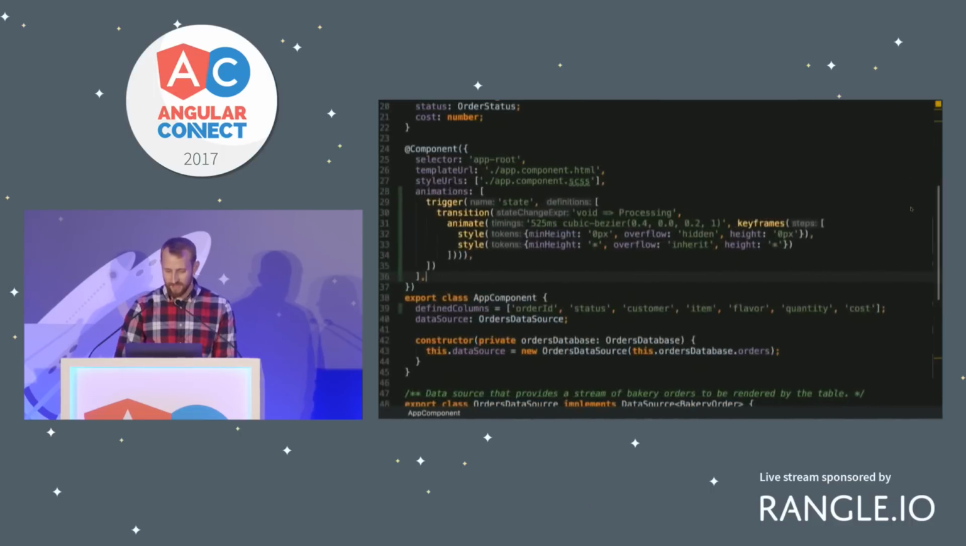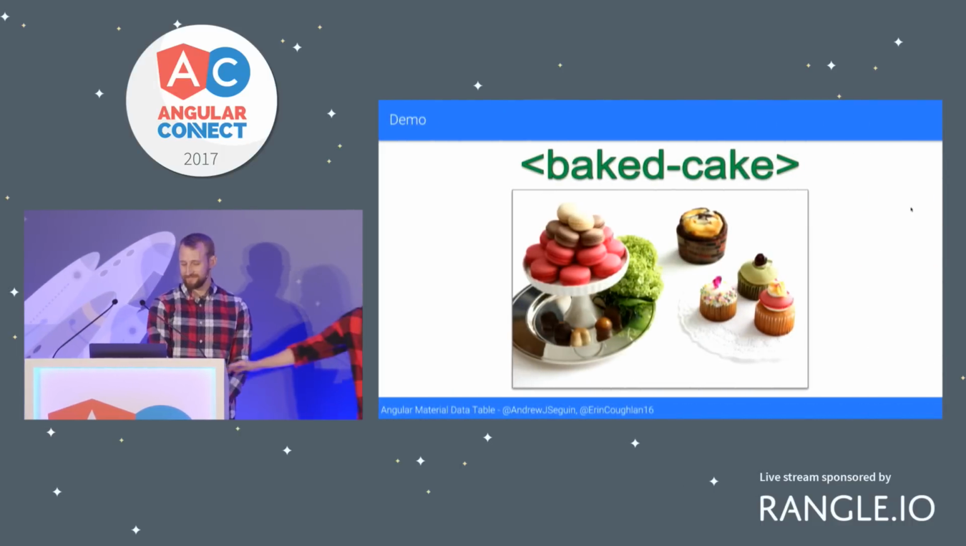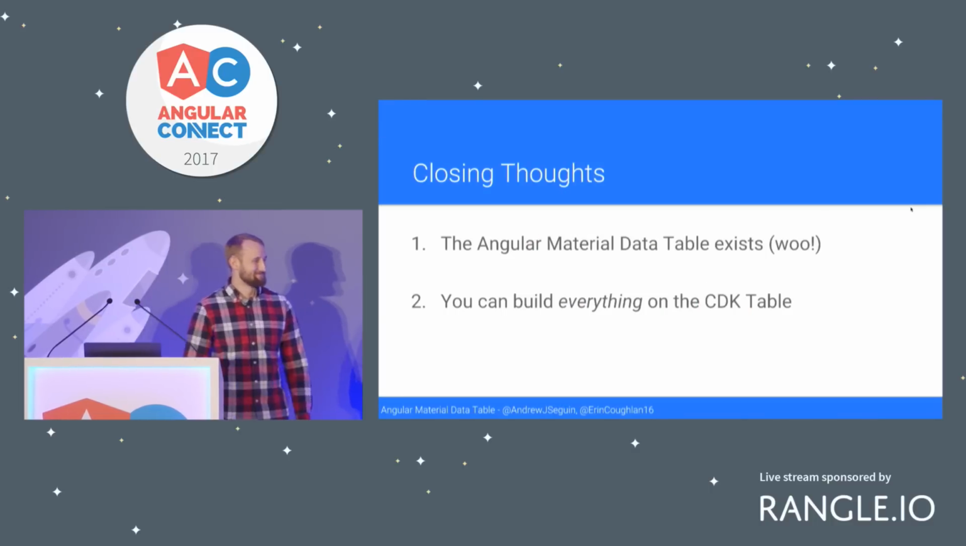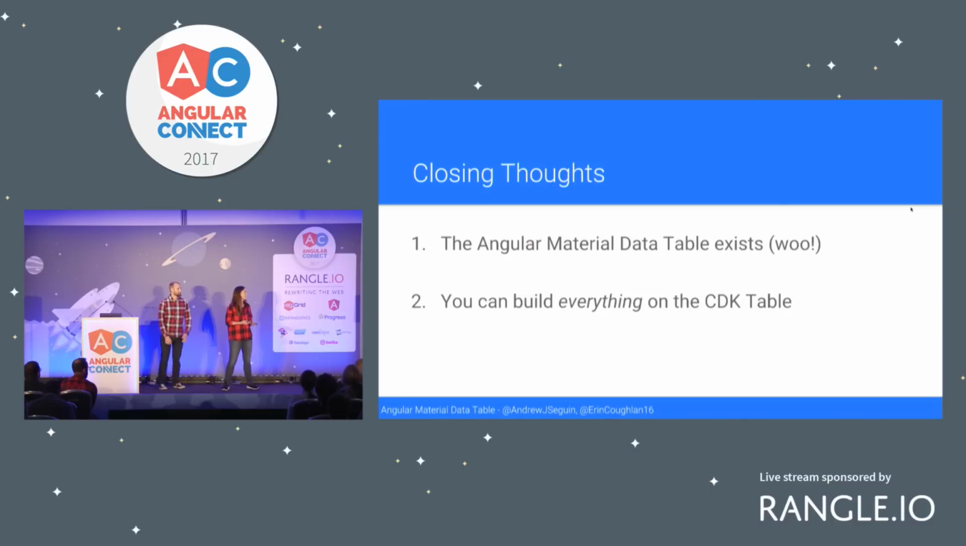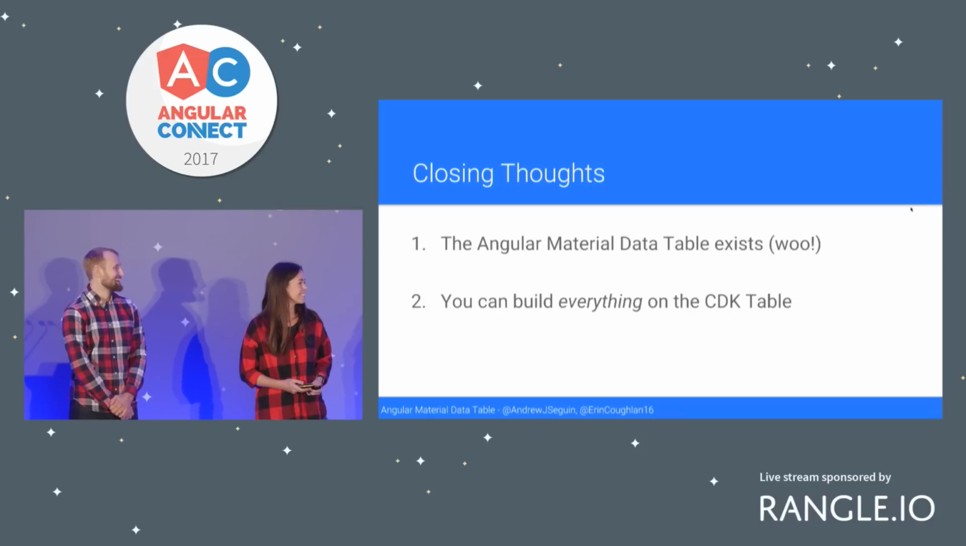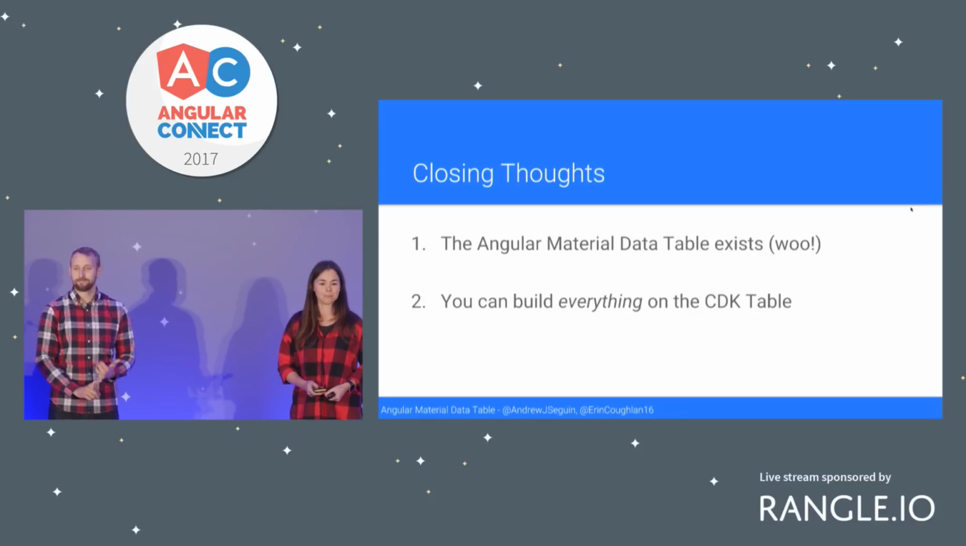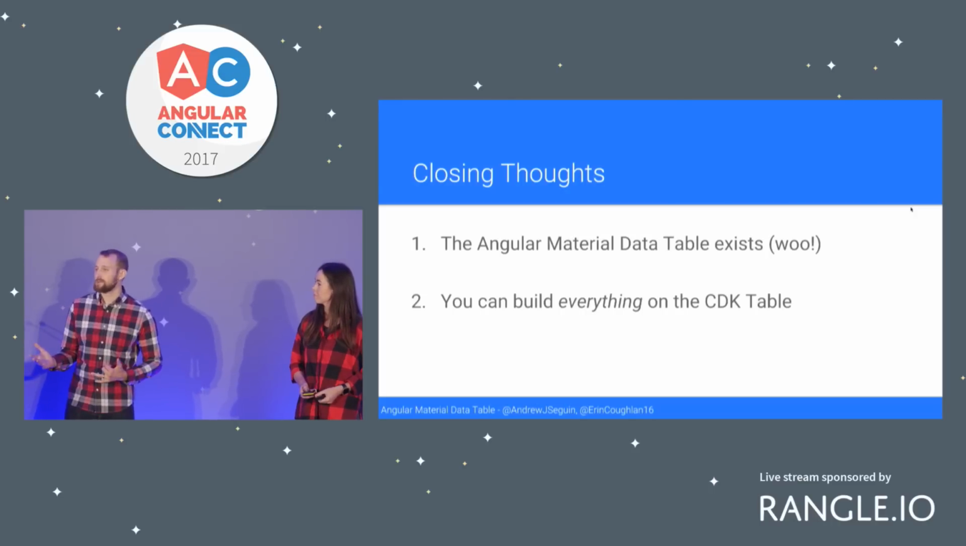Let's look back at our slides here and kind of go over what we talked about. There we go. And so what we want to take away is that the Angular Material data table exists. You can use this today in your applications, and it's out of beta. We're excited about that. Second thing, you can build anything with the CDK table, right? So you own the view, you own the data source, you own the logic about what shows up.